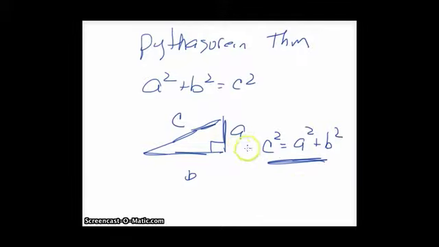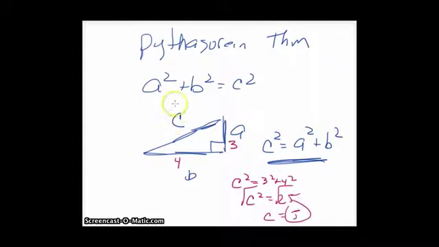Could I find C if A is 3 and B is 4? That's a good question. C squared is equal to 3 squared plus 4 squared. C squared equals 9 plus 16, which is 25. Take the square root, C is equal to 5. Yes, I can. C is equal to 5.